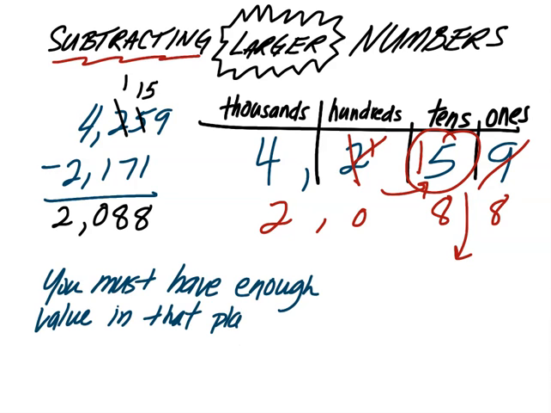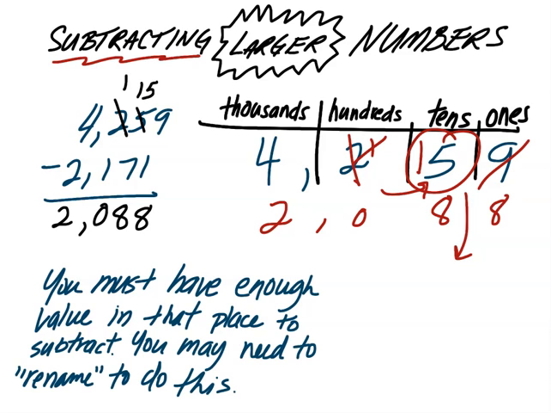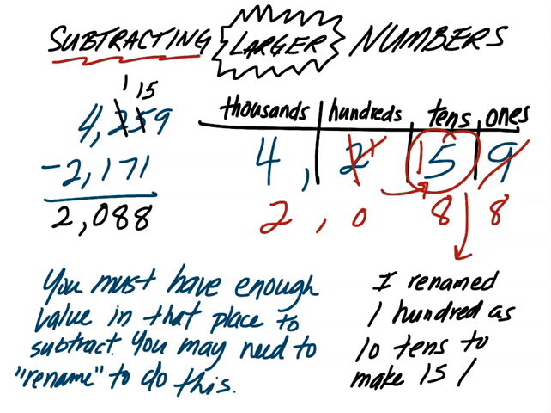Side note here, you must have enough value in the place to subtract. You may need to rename to do this. That's exactly what I've done. Like I've said now a couple times, you are going to have to take one of the hundreds from the 200 and rename it as 10 tens, because obviously 10 times 10 is 100. And now you've got 15 tens, perfect. Now I can subtract my 8 tens and be on my way. And just to emphasize the point, in case you decide to print this out as a PDF file, there it is.